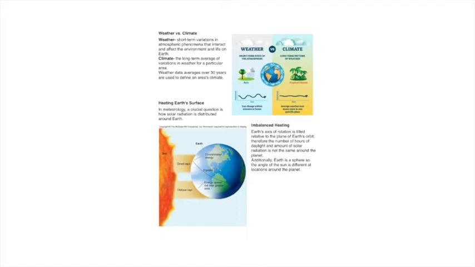So the oblique rays at the South Pole, in this case, are going to cover a lot more space than the direct rays at the equator. And so what's going to happen, it's going to be warmer. The ground is going to be warmer at the equator and less warm at the poles.